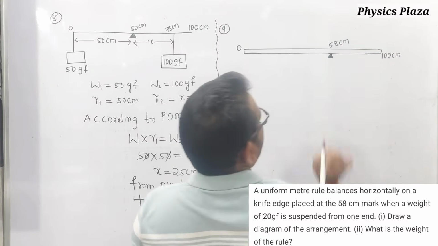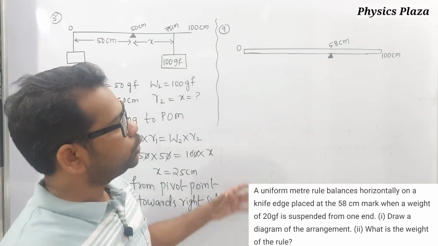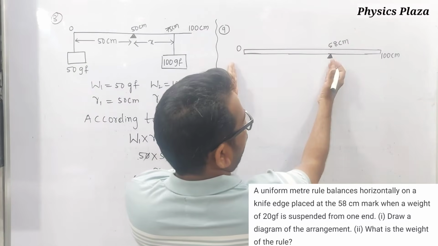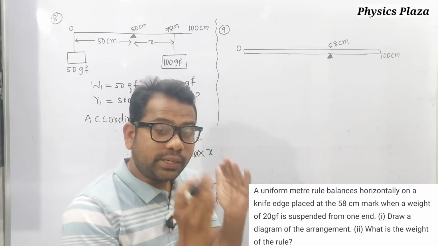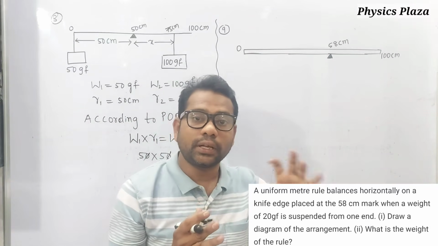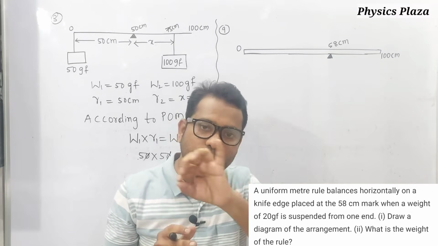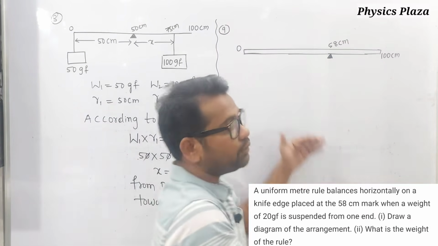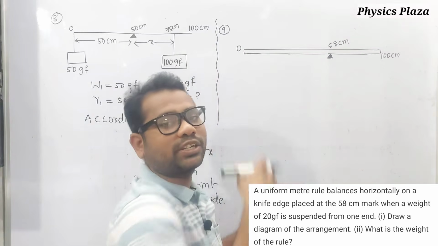Children, now look at here. Do you think that now it will be balanced? Obviously no, because left side length is more than the right side. As they said that it's a uniform meter rule, mass is distributed uniformly. Obviously this side weight will be more than this. So obviously what will happen, it will try to rotate in an anti-clockwise direction.